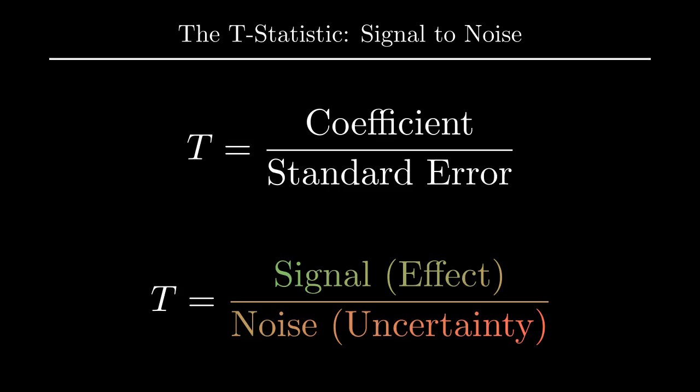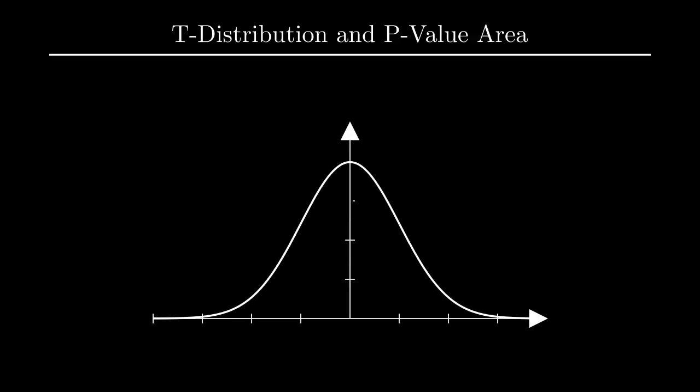This T-statistic follows a distribution, usually a t-distribution or a normal distribution in large samples. The p-value is literally the area under the tails of this distribution. If our T-statistic is far out in the tails, the area, the p-value, becomes very small. This suggests that our result is very unlikely to have happened by chance.